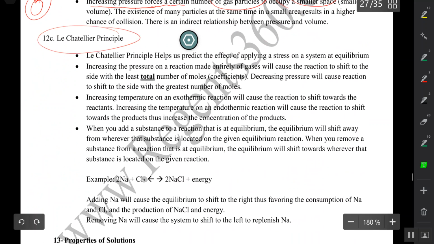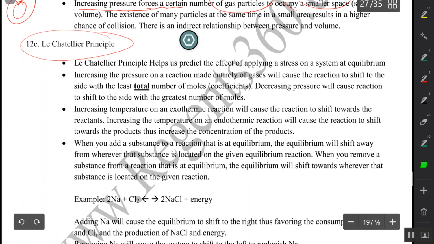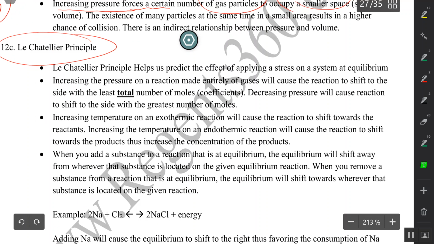Okay, now Le Chatelier's principle. Le Chatelier just talks about how a reaction can shift to the right to make more products, or shift to the left to make more reactants if it is exposed to different stresses. So let's take a look at this. Le Chatelier's principle helps us predict the effect of applying a stress on a system.